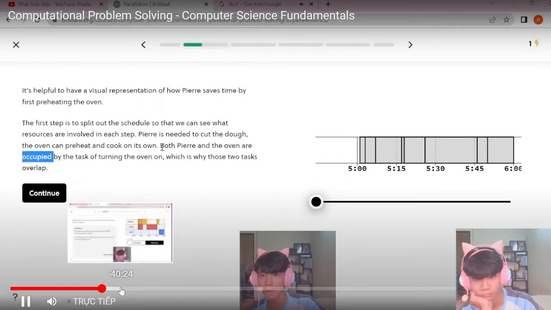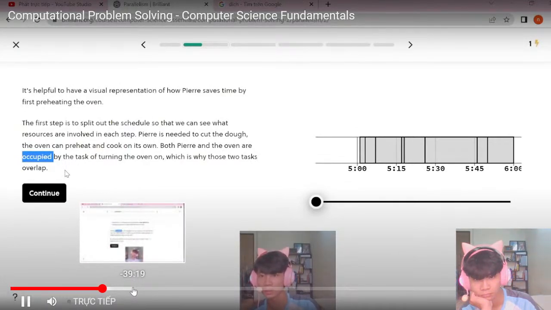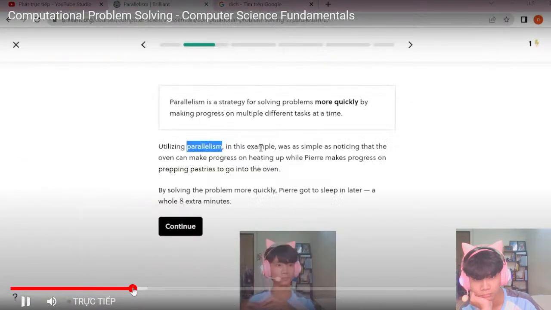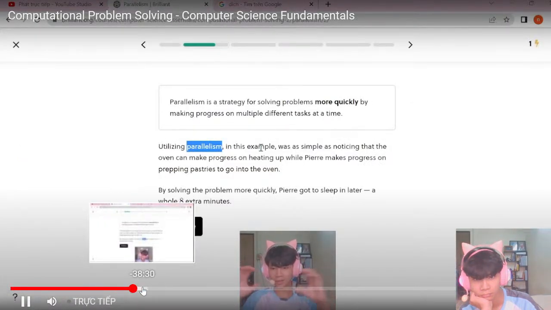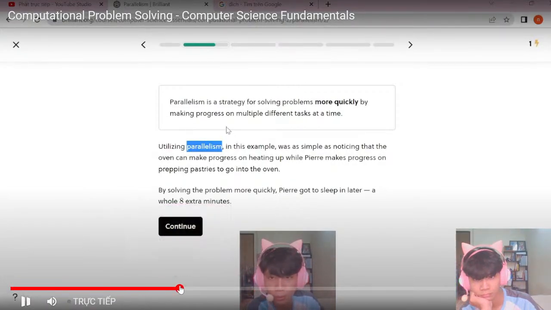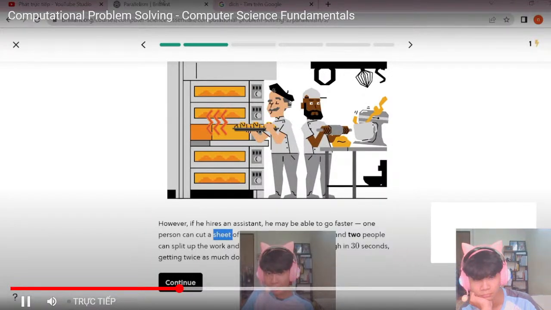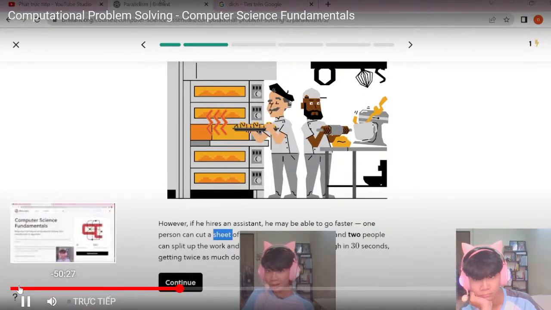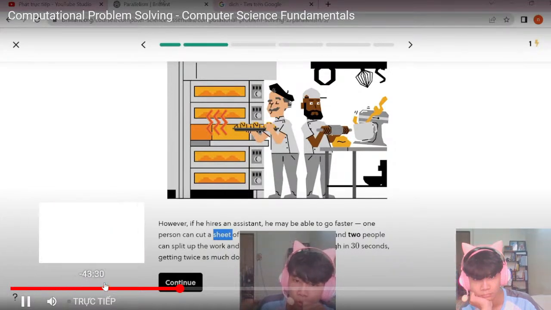Occupied. Both preheating the oven are often occupied by the task of turning the oven on, which is why the tasks overlap. So here, you make your first, and then you make the second, you compare it, and then you can solve the pieces apart without a split second, and get twice as much done.